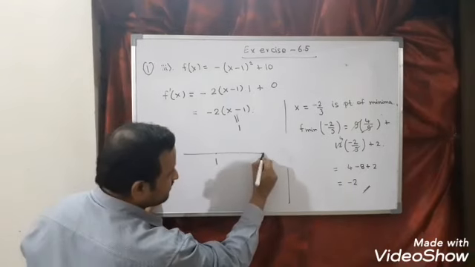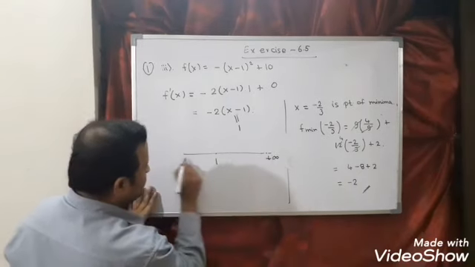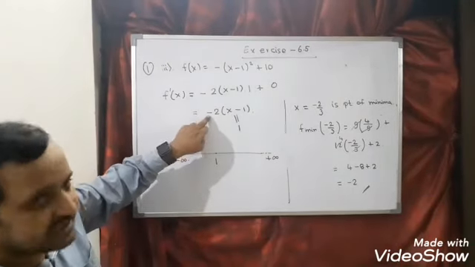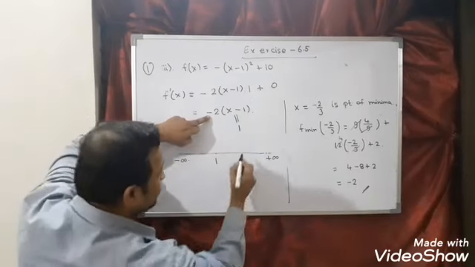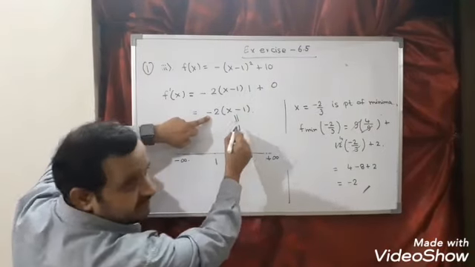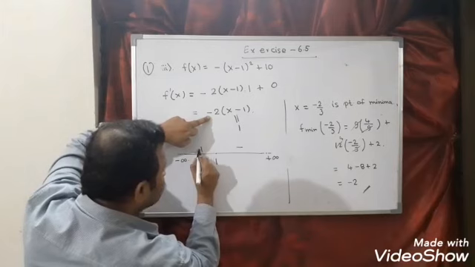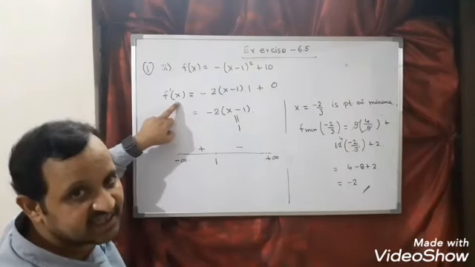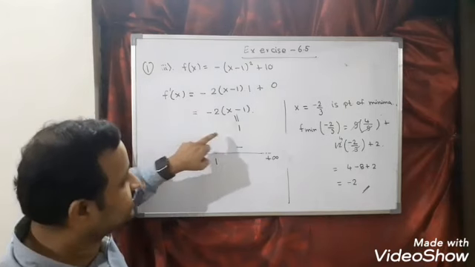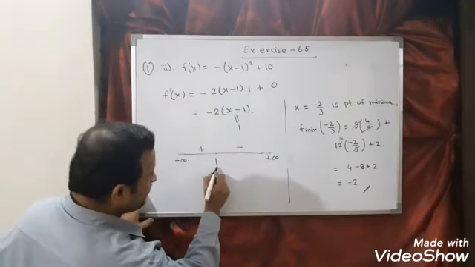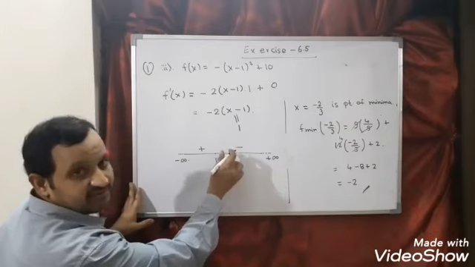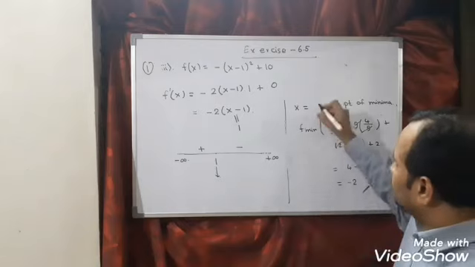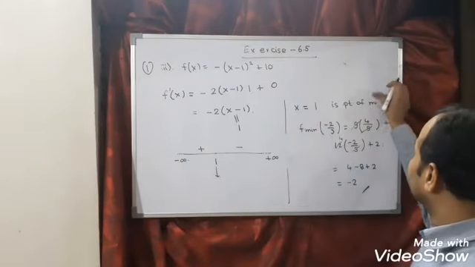Now plot all the critical points on the number line in increasing order. So 1 is here. Here I can say plus infinity, and here I can say minus infinity. What is the outside sign of f dash x? Negative. So negative will come here. Since 1 is not repeated, alternate sign will come, plus. Now f dash x changes its sign from positive to negative. So this point is said to be what? Point of maxima. So here I can say x is equal to 1 is the point of maxima.